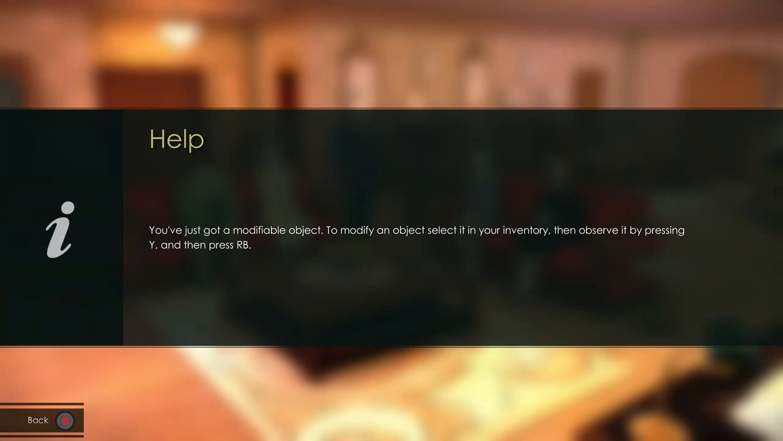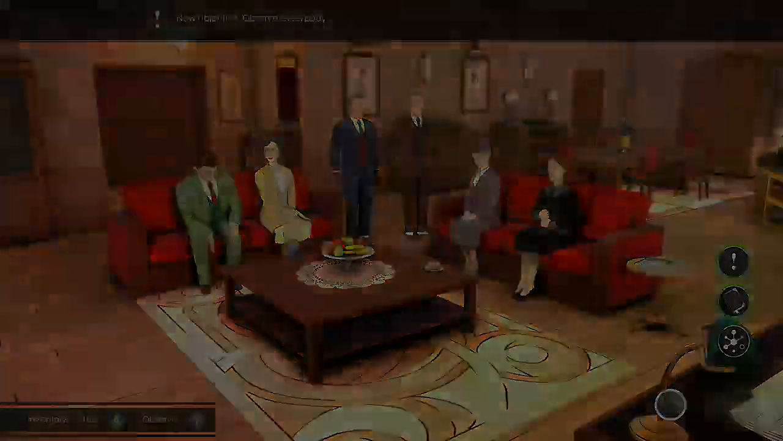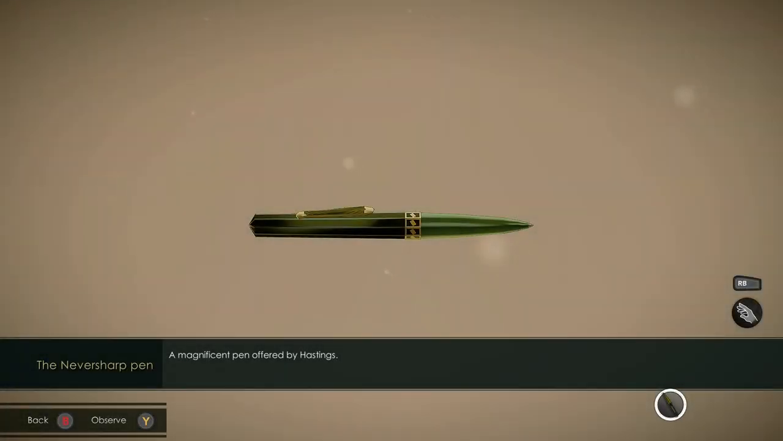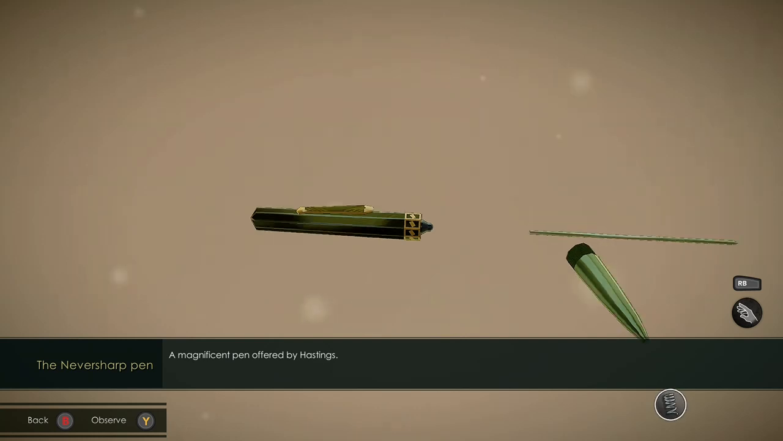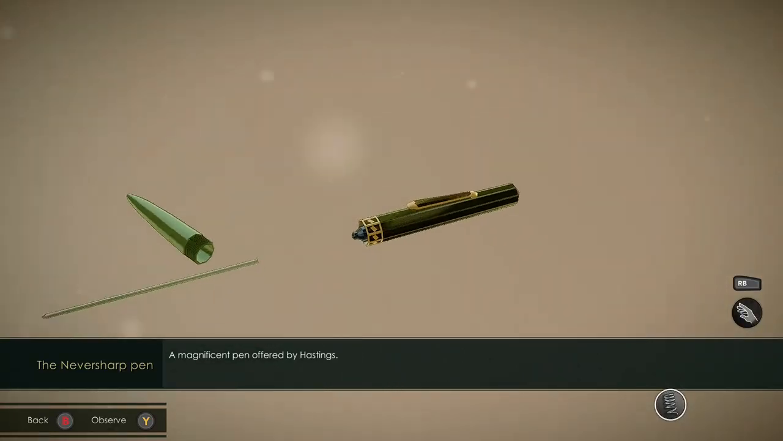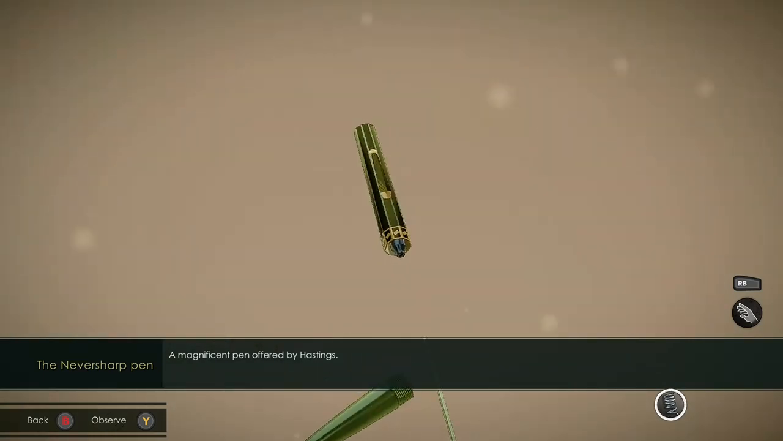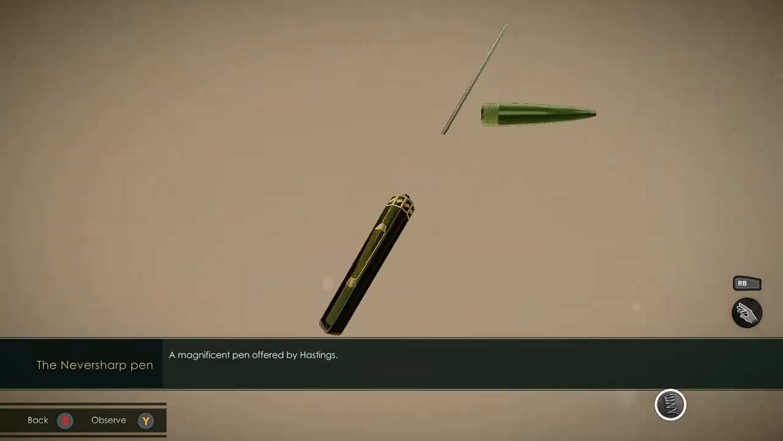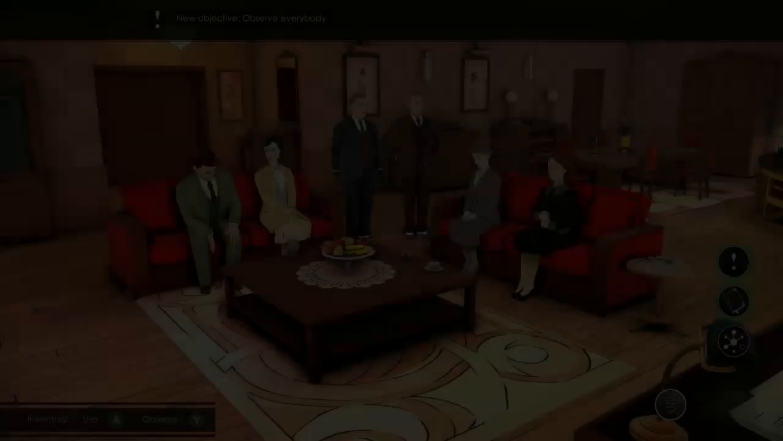Okay, what's this? Select it in your inventory and then observe it by pressing the button. Alright. Okay, so observe. Let's have a look. Right bumper. Alright, where is it? Okay, so we've taken it apart. What about it? The never sharp pen. I mean, I'm not entirely certain. Oh, so we've stolen the spring. Okay.